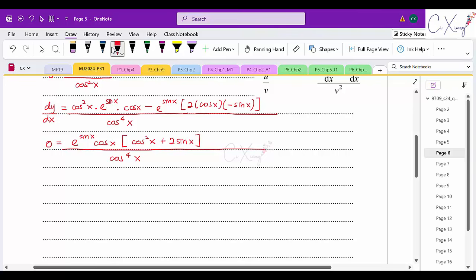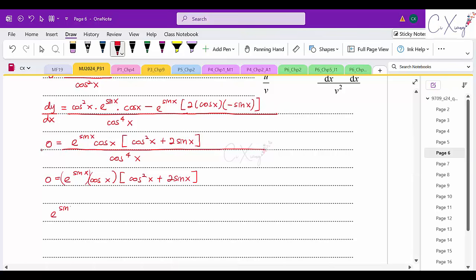Since I make dy/dx equals to 0, right? If I move the cos power 4x over, the whole thing is still equals to 0. Then I will be having all this on top. So basically I'm having 3 terms here. The first one is this one, multiply with the second one, then the third one is this. So I have to actually solve 3 equations here: e power sine x equals to 0, cos x equals to 0, and also cos square x plus 2 sine x equals to 0.